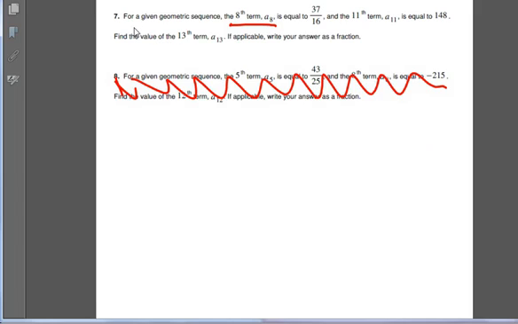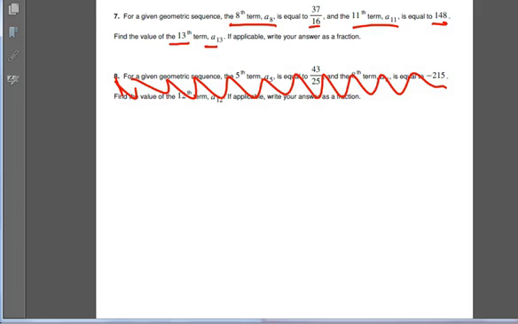So let's see what it says here. For a given geometric sequence, the 8th term, a sub 8, is equal to 37 over 16, and the 11th term, a sub 11, is equal to 148. Find the value of the 13th term, a sub 13. If applicable, write your answer as a fraction.